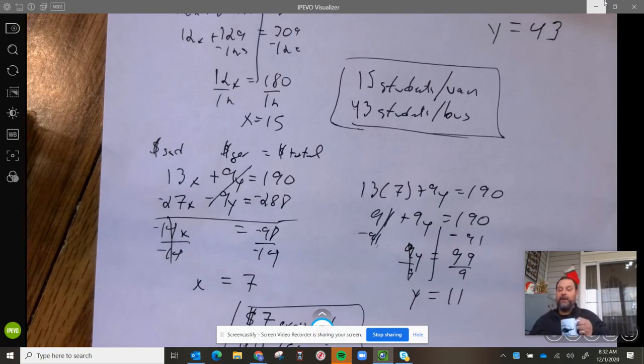Will always be 2 for now. Could you go 3? Yeah, but then you're dealing with 3 variables. You get to that in algebra 2.